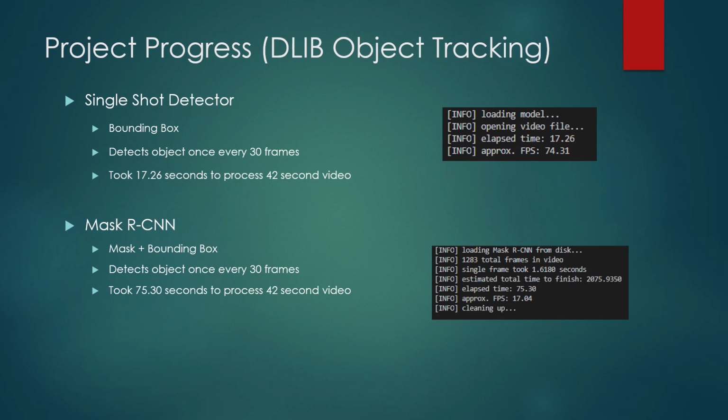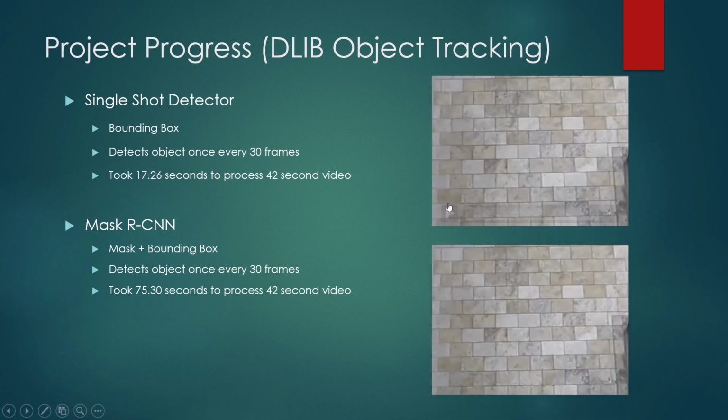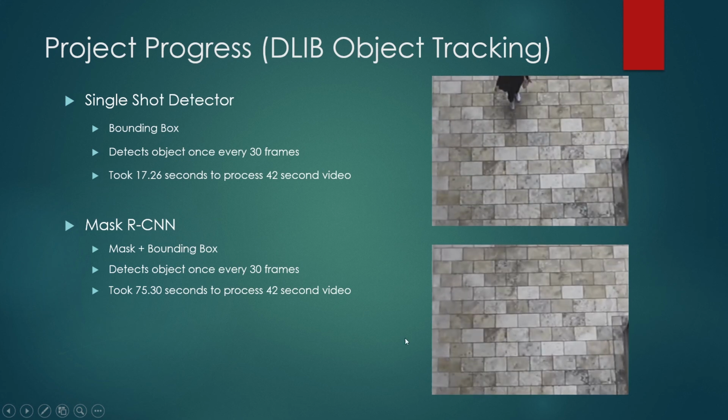So I use Dlib object tracking. What it does is that it skips 30 frames on the video, and every 30 frames we use the object detection algorithm, while the remaining 29 frames run on Dlib object tracking. This decreases the processing time for both single shot detector and Mask RCNN, as we can see here. So these are the sample videos that I have prepared.